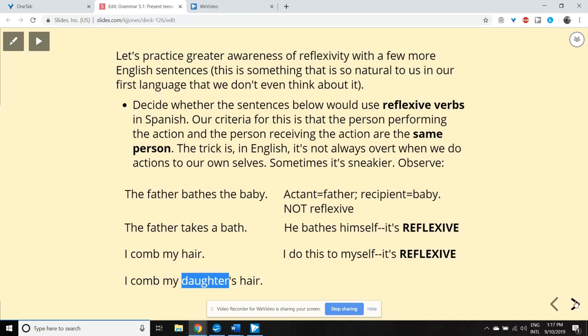This is not the same person, right? The actant is I, the recipient is daughter. This action is not reflexive. And again, this is just a practice to get us used to thinking about who's performing the action and who's receiving the action, because this really is something we do not consider in English.